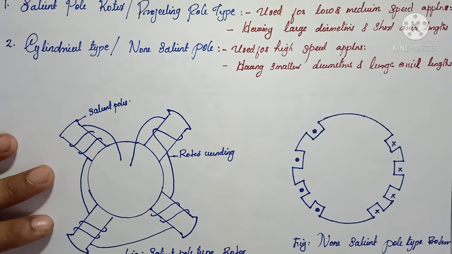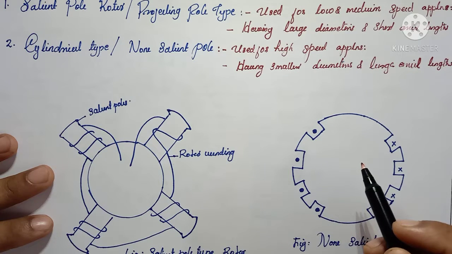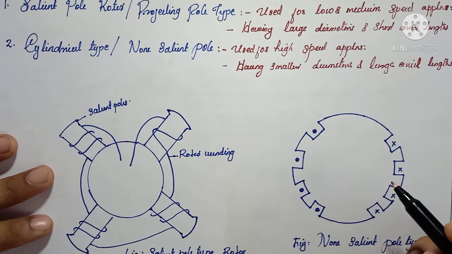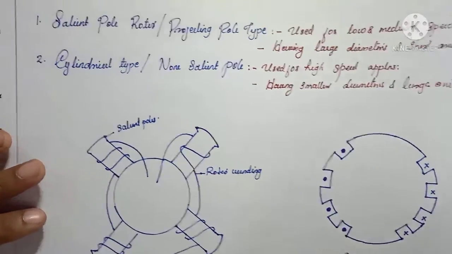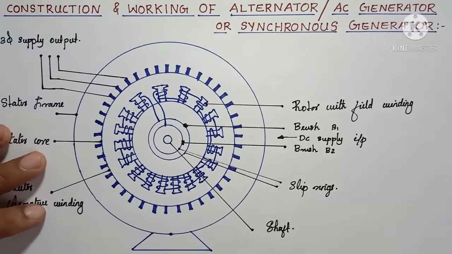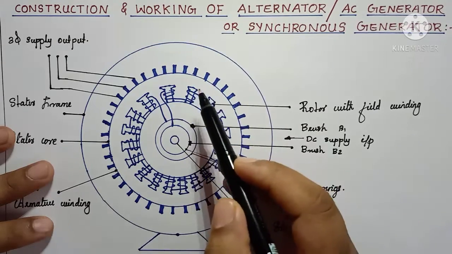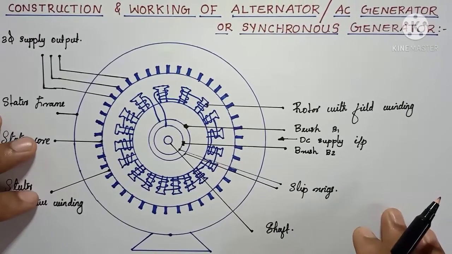If we are using a two pole machine, then it will rotate at 3000 rpm. If we are using a four pole machine, then it will rotate at 1500 rpm. So non-salient pole type machines are high speed machines. Salient pole types are low or medium speed machines due to their construction. And in this figure, you can see salient pole type rotors. Okay.